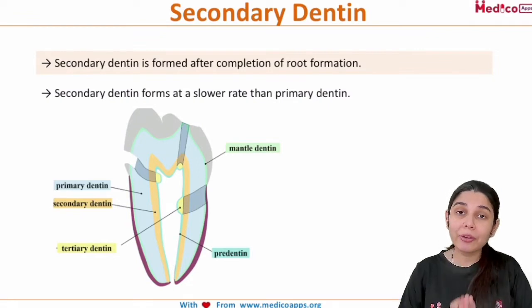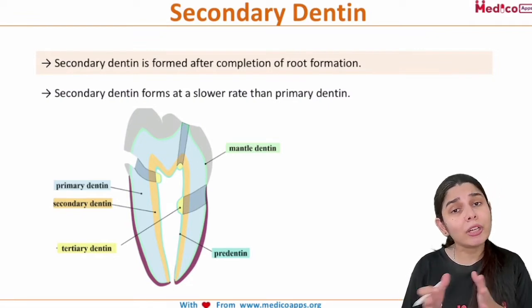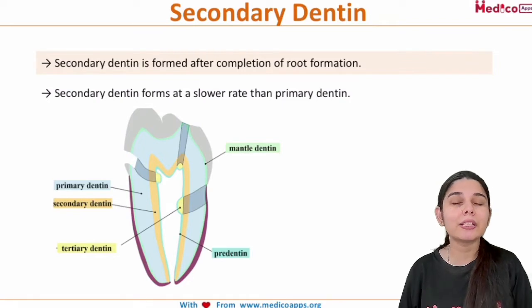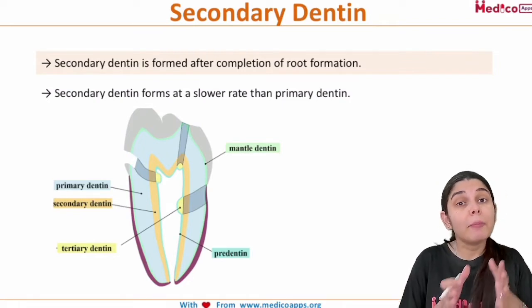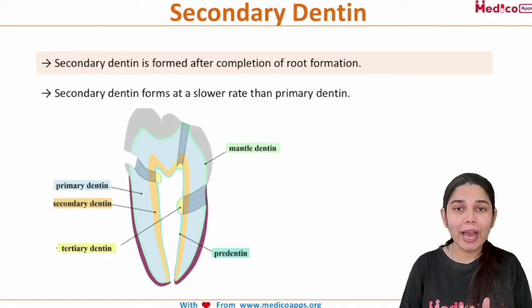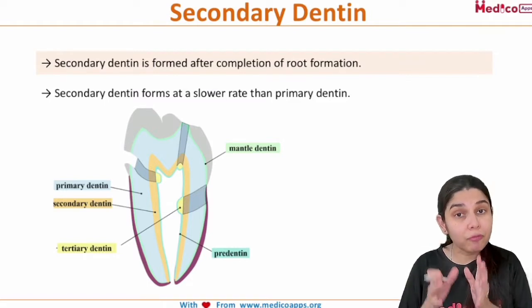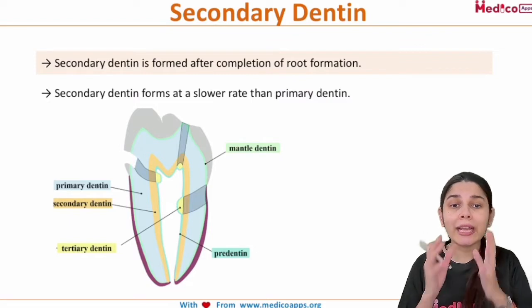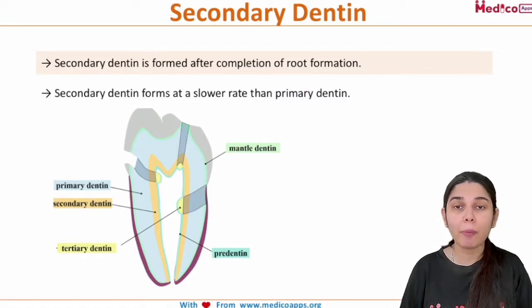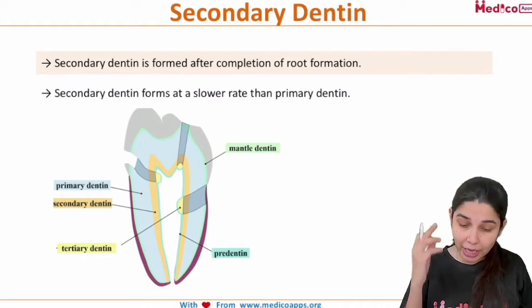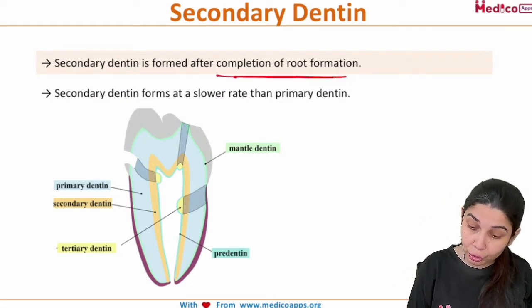So, primary dentin, secondary dentin. What is the difference between a primary dentin and a secondary dentin? Primary dentin is a dentin which is formed before the tooth eruption, whereas the secondary dentin forms after the tooth eruption. And specifically, if you ask when is the secondary dentin formed, the answer for that will be after the completion of root formation.